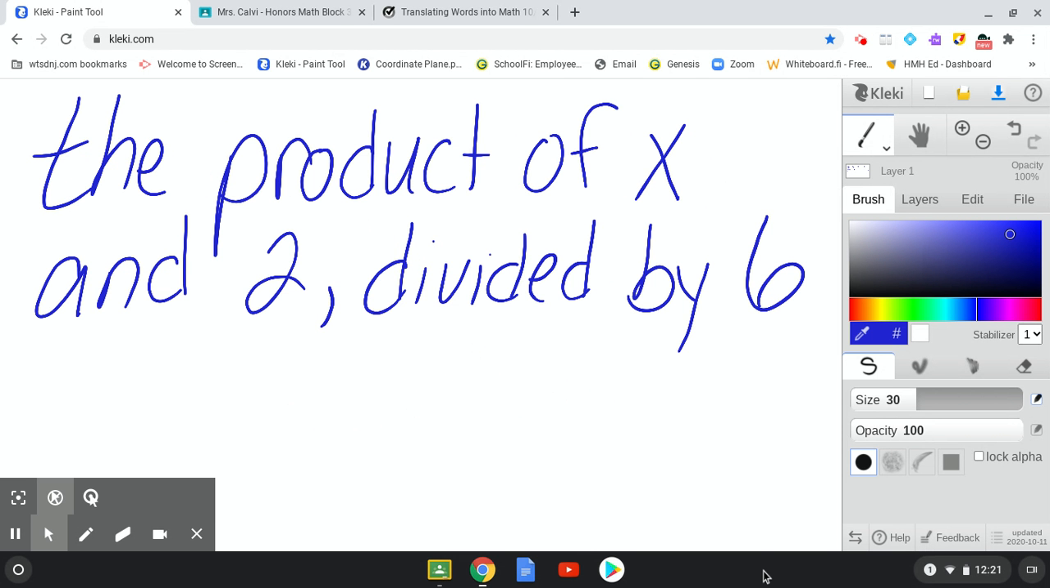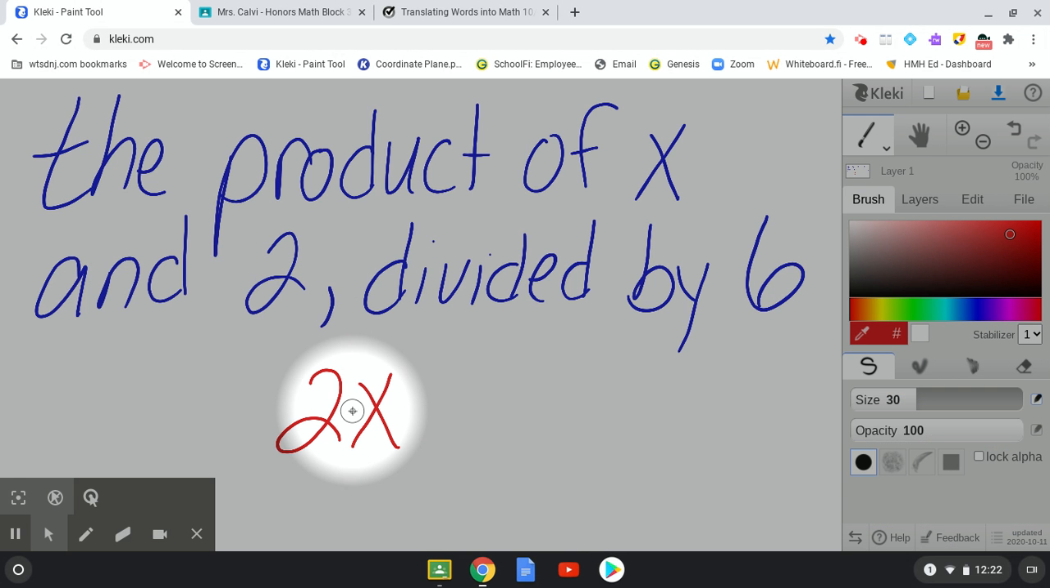Okay, here we have the product of x and 2 divided by 6. I do not see the word than, so I'm pretty much going to just start from left to right. We know that product means to multiply. So the product of x and 2, I would write that as 2x. I always put the numeral before the variable with multiplication.